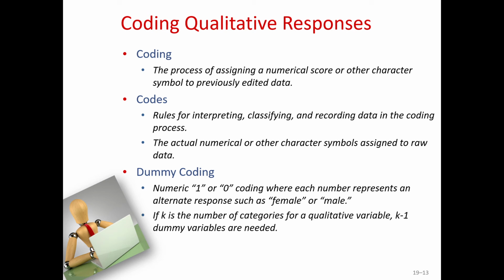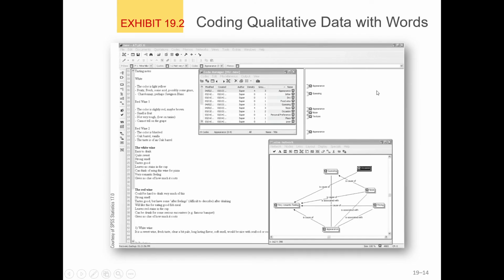Dummy coding can be used when more than 2 categories exist, but because a dummy variable can only represent 2 categories, multiple dummy variables are needed to represent a single qualitative response that can take on more than 2 categories. In fact, the rule is that if k is the number of categories for the qualitative variable, k minus 1 dummy variables are needed to represent the variable. This was discussed with the wine.